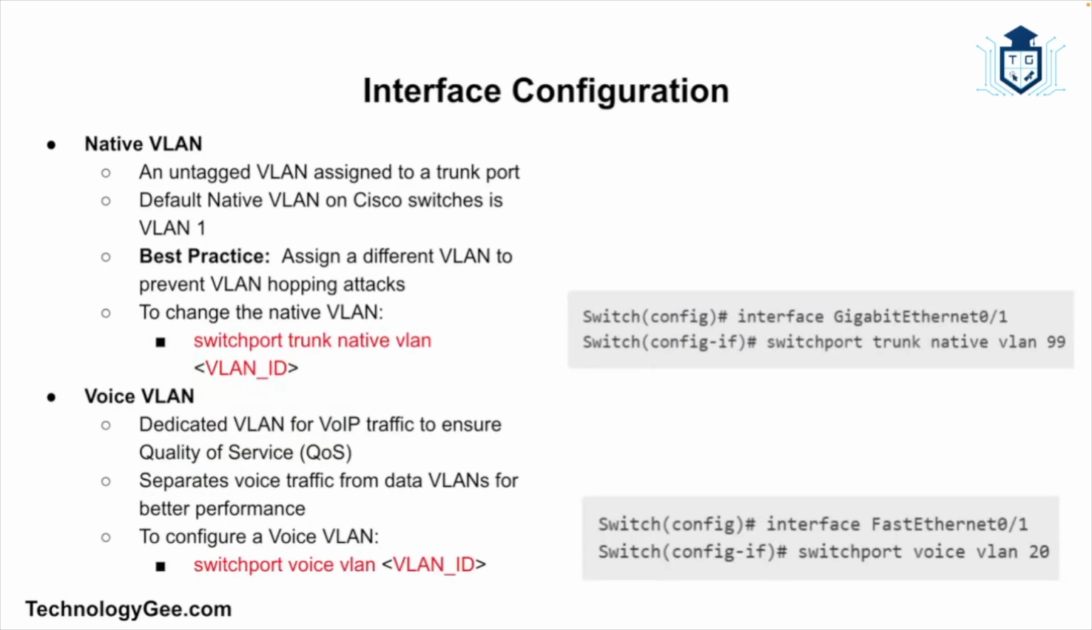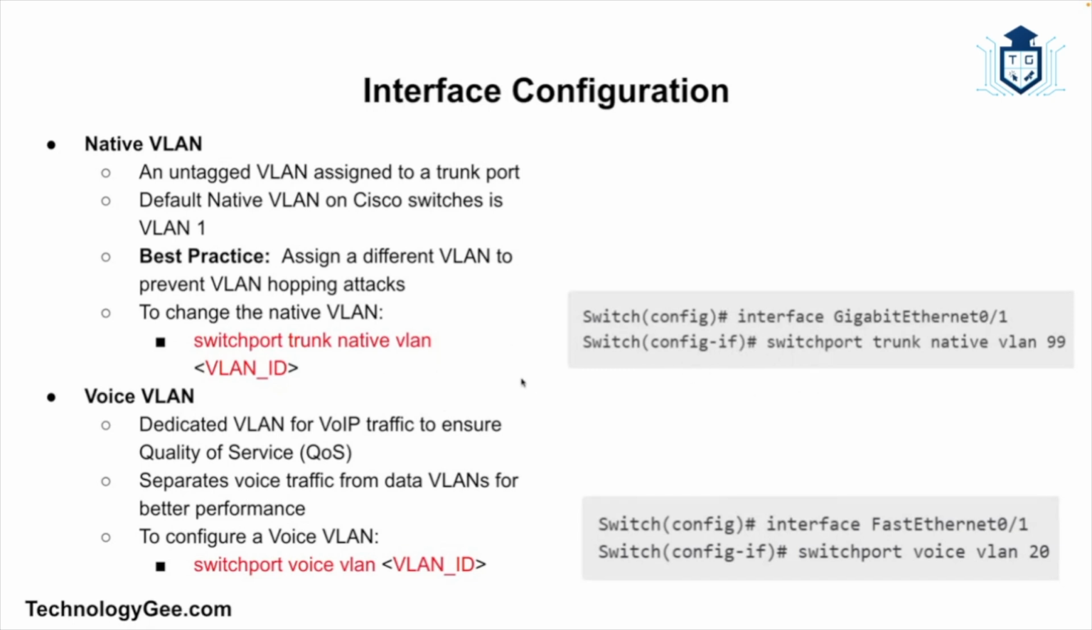All right, so let's move on and talk about interface configurations. And we're going to start with the native VLAN. So the native VLAN, this is an untagged VLAN that is assigned to a trunk port, and by default, VLAN 1 is the native VLAN on Cisco switches, but best practice is to assign a different VLAN to prevent VLAN hopping attacks. And if you want to change the native VLAN, you would type in some commands that look like this right here.